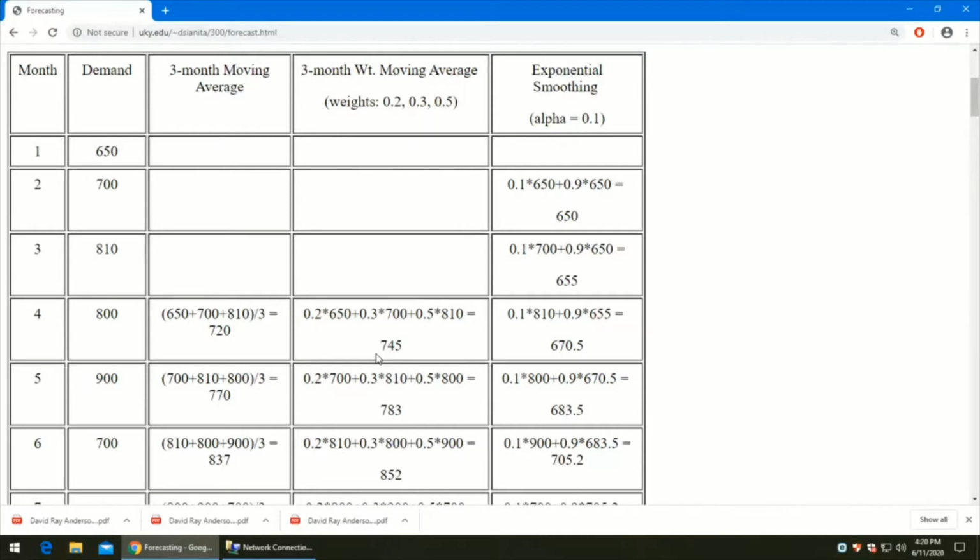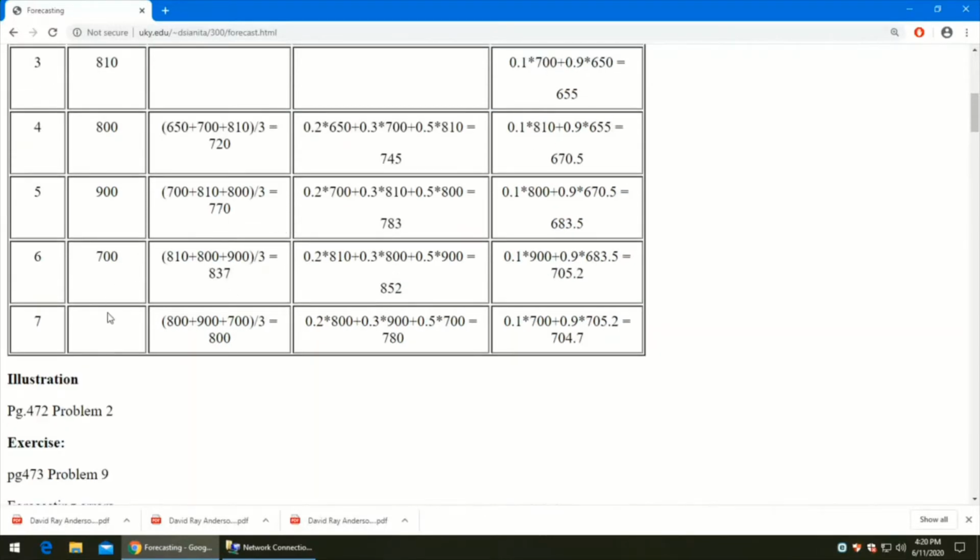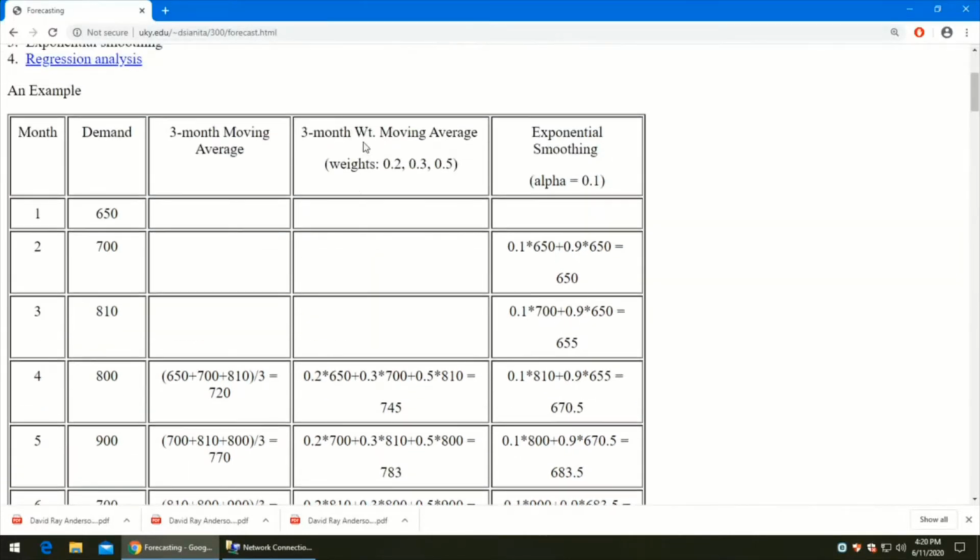Then again, it's just the same values, just multiplying them with the weights instead of dividing by the number of months. This is going to be the weighted moving average because you assign weights to the quantity of the product that is demanded for each month, and these are irrespective of the particular number of the month.